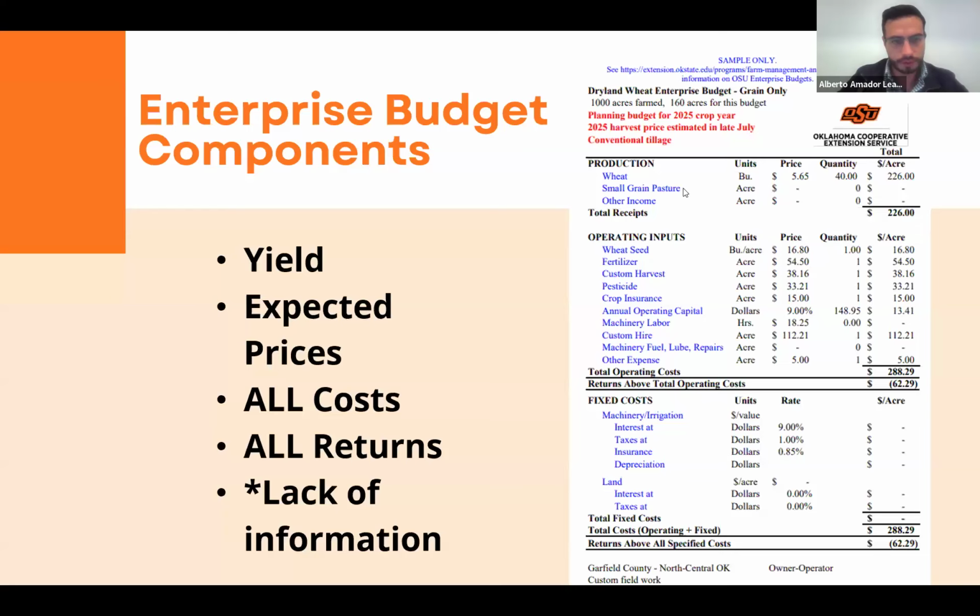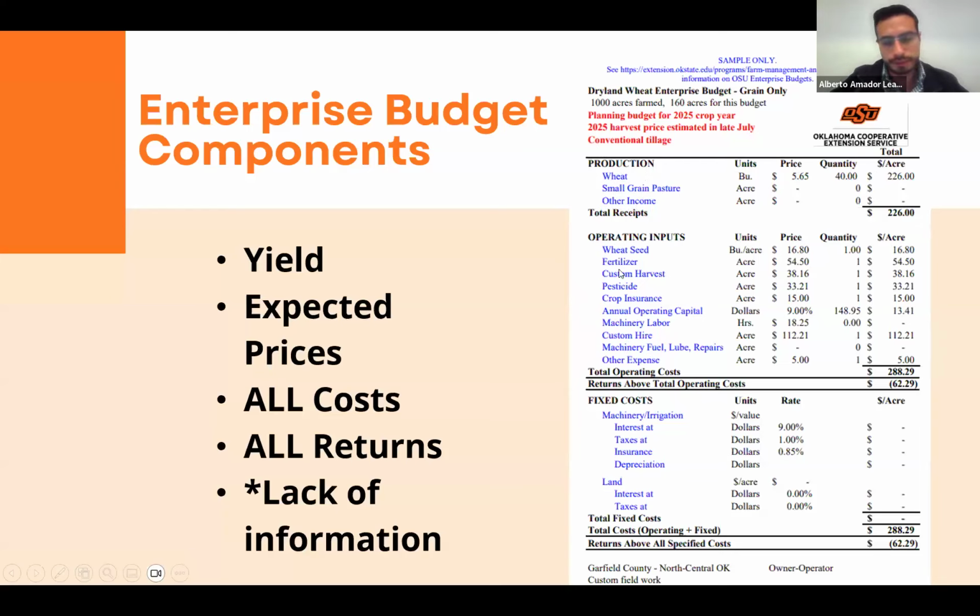Now, the components. In the picture, I don't know if you can see my click, but in the top part is the revenues concept. All the products that we can have here, that is wheat, pasture, and other income, the price, the quantity, and then we can calculate the revenues.